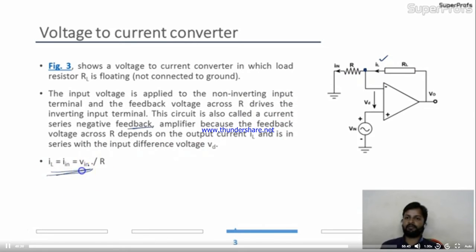So IL will be equal to IN. Why? Because the current drawn by the op-amp circuit is 0. So IL will definitely be equal to IN, and will be equal to V in by R. So you converted the voltage into current. Okay.